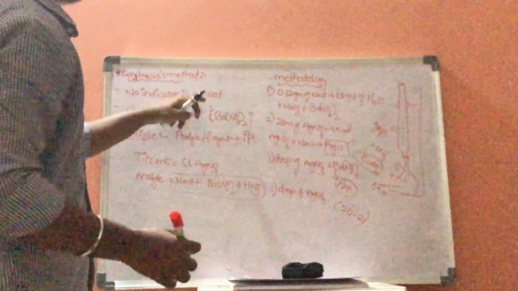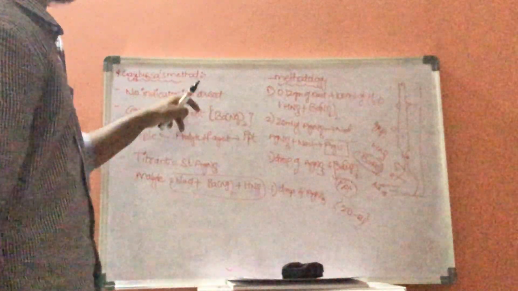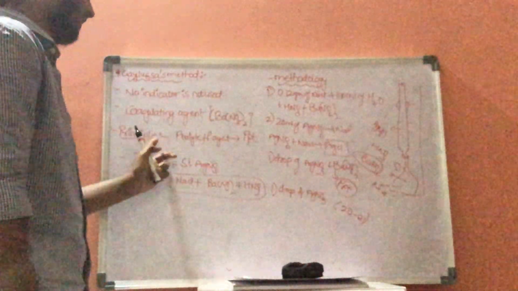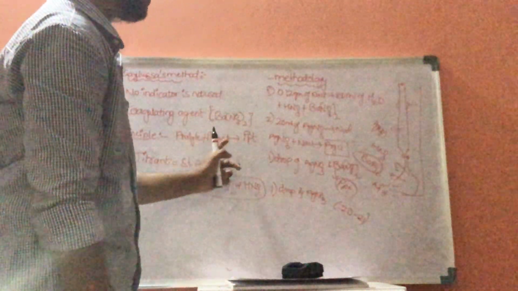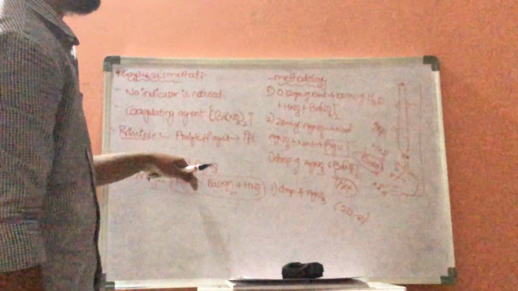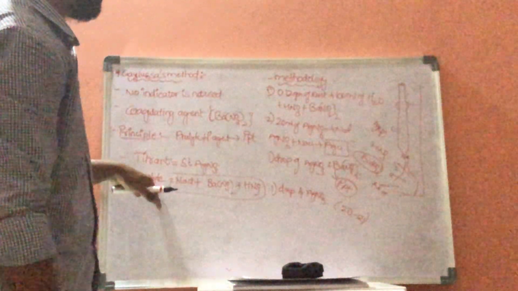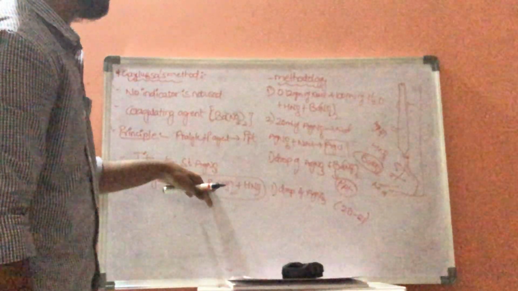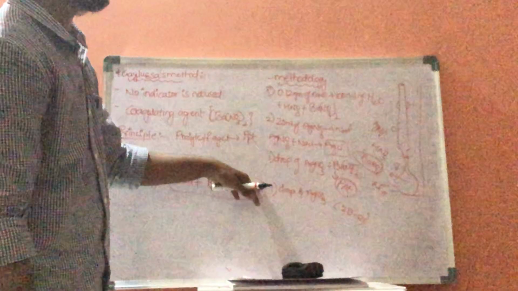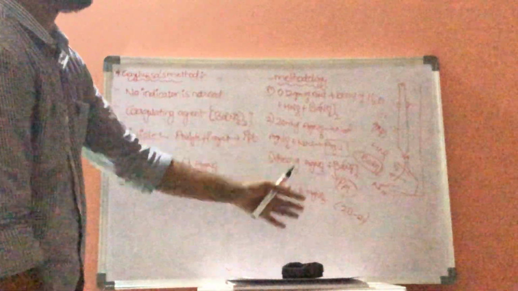In this there is no indicator used, but in place of an indicator we will use a coagulating agent, that is barium nitrate, and the principle is that unreacted precipitating agent will form a precipitate. Here the titrant is standard AgNO3 and the analyte is sodium chloride plus barium nitrate, which is the coagulating substance, and HNO3. There are two methods as we discussed.